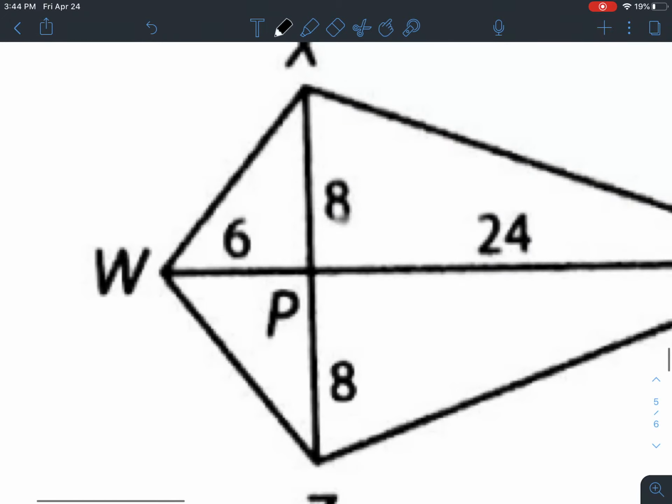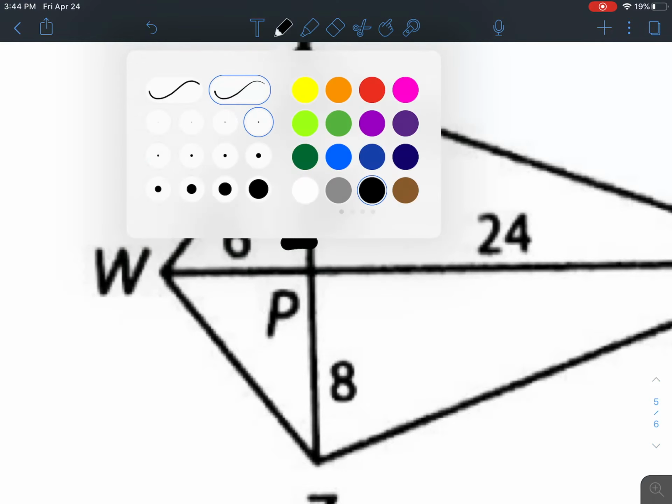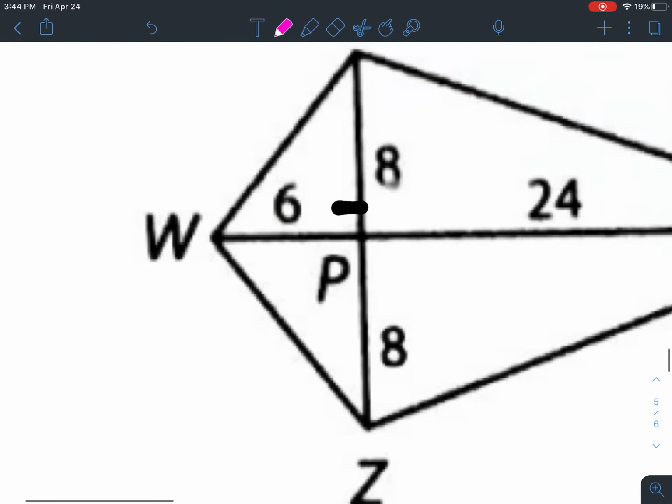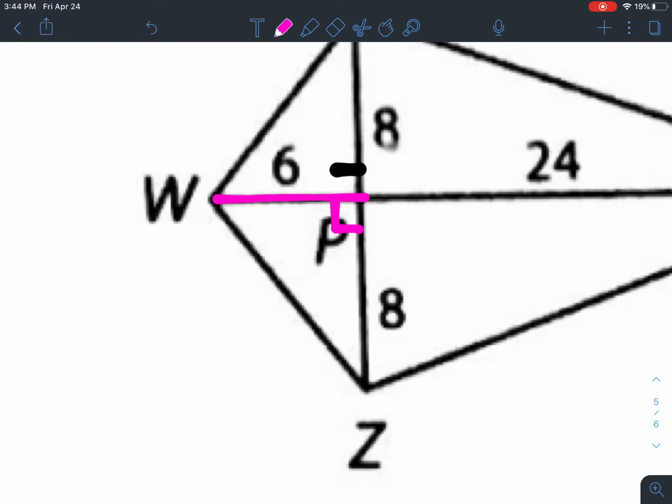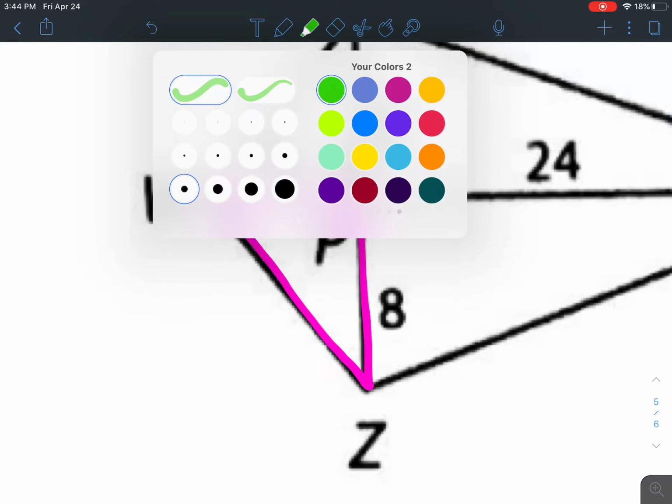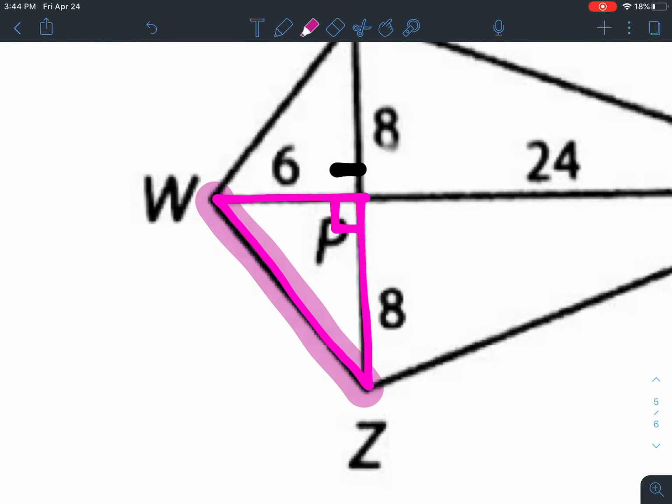Well, what we know is that they are perpendicular. So all of these angles right here are right angles, okay? So for example, this angle right here is a right angle. And so what I want you to look at is the fact that you have this right triangle, you have two of the side lengths, and we need to find that third side length of WZ. So what do we use? All right, we use Pythagorean theorem.